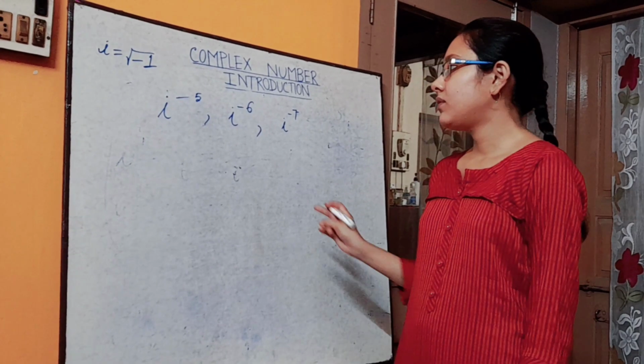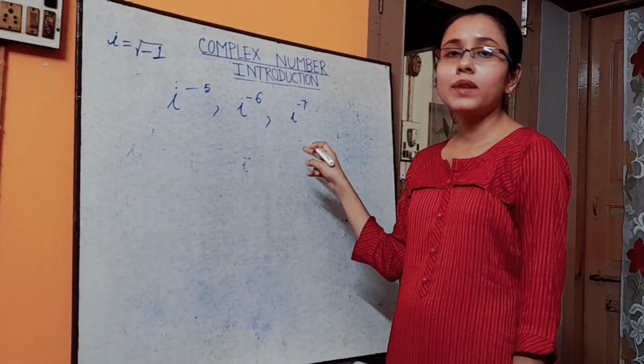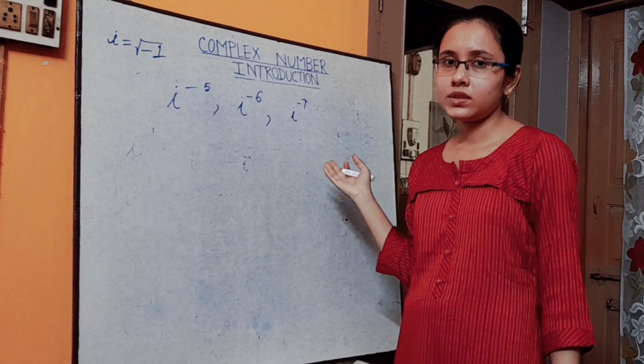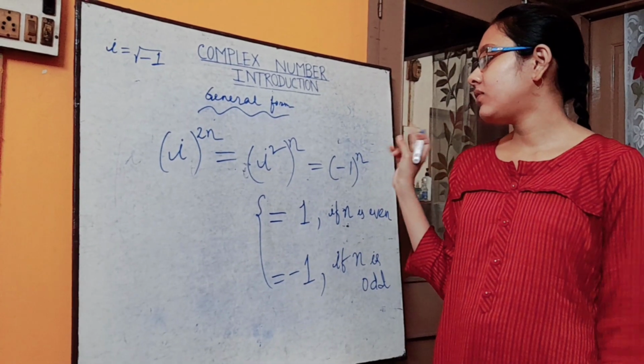Now find the values of i to the power minus 5, i to the power minus 6, i to the power minus 7. Go. Now we can find the general form.